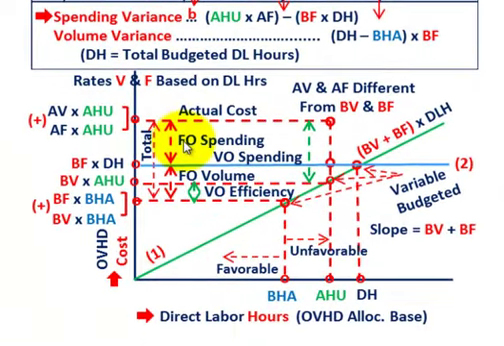Okay, so that's the fixed overhead spending variance. Now our variable overhead spending variance is a little different. That's going to come off our actual costing line here versus the point where we intersect our variable amount line, the increasing green sloping line. That's the difference between our budgeted variable rate times the actual hours used and our actual variable rate times the actual hours used. That's our variable overhead spending variance.